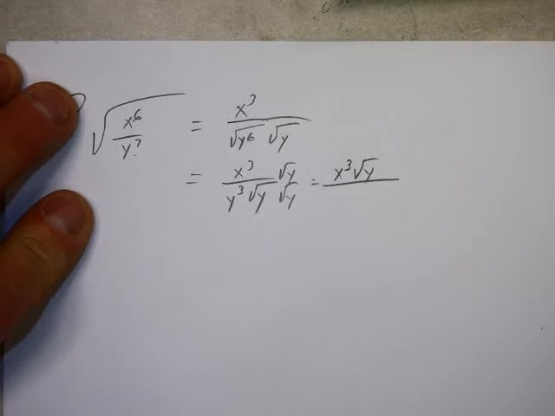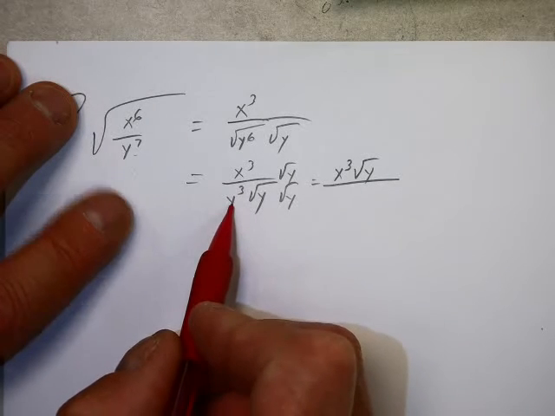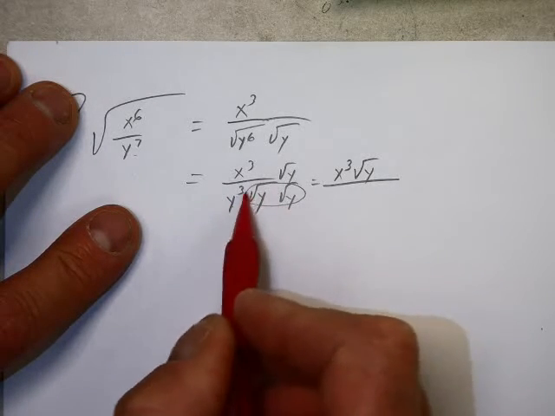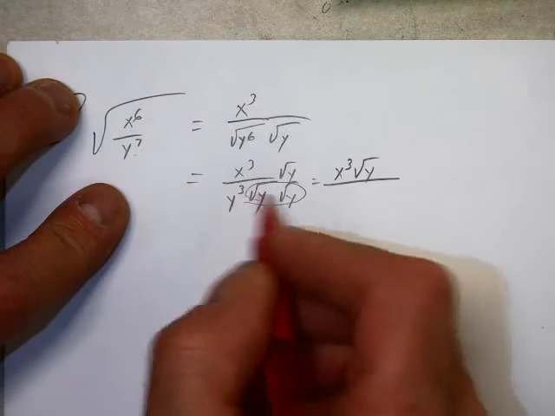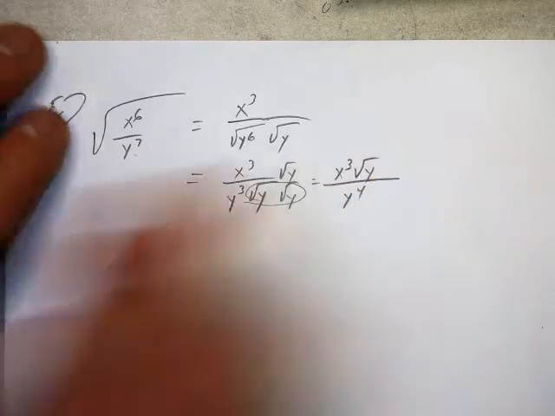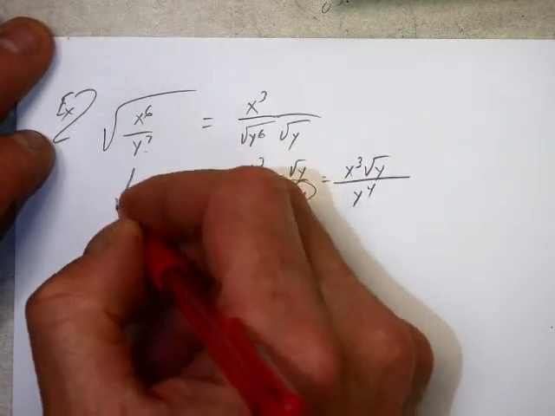Y to the 4th. Because already hanging outside is 3 y's multiplied together. And these two together, square root of y times square root of y, gives me square root of y squared, which is y. So y cubed and another y gives me y to the 4th. Okay? Other way to do it.